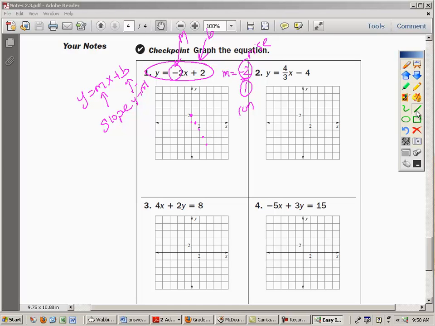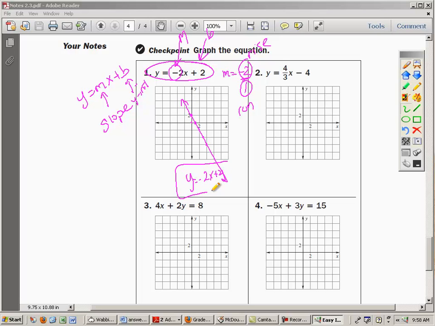Up 2 over 1, up 2 over. Sorry, I'm just trying to get a better point to go through. Oh, I missed terribly. Let's try again. You guys use a straight edge, please. I'm having a difficult time getting that to work the way I want it to. So there we go. And so there's my collection of all the points where y equals -2x plus 2.